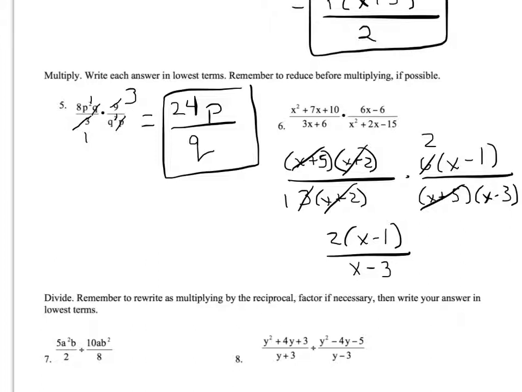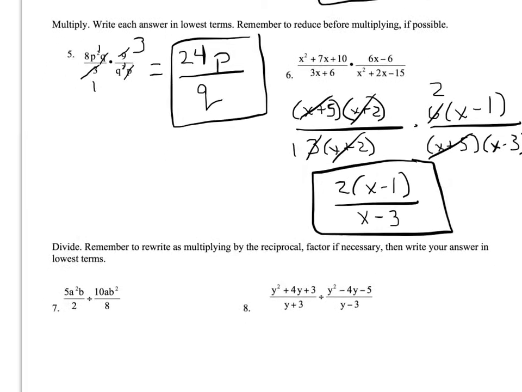But be very, very careful here. You cannot cancel out these x's. Remember, when something's in parentheses, the entire parentheses has to match completely before you can cancel or reduce down. So when you get to this point, you are finished. There is nothing more you can do to simplify.